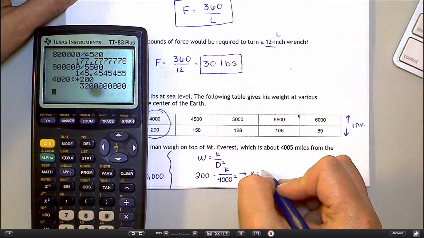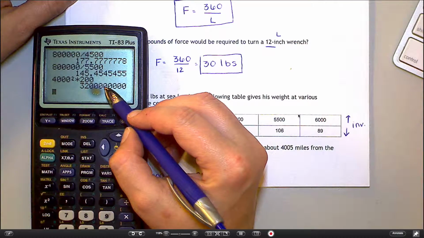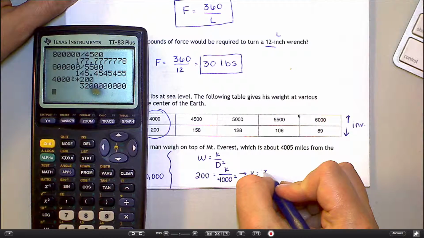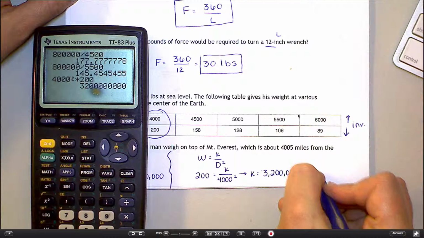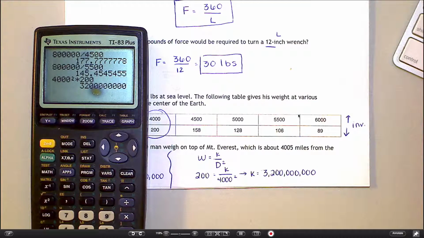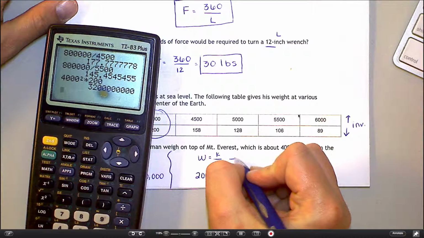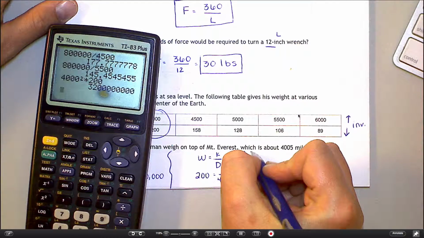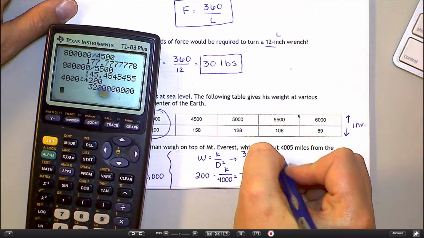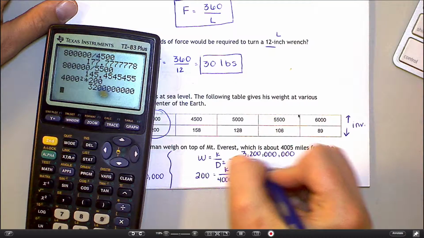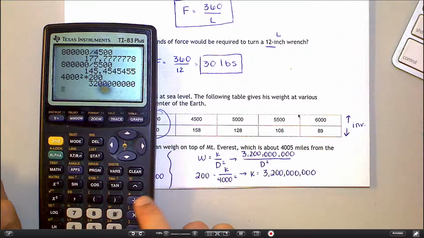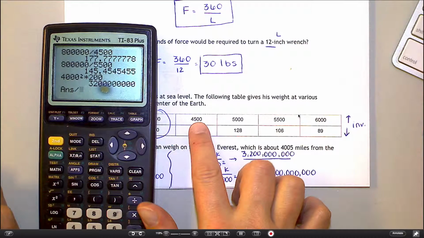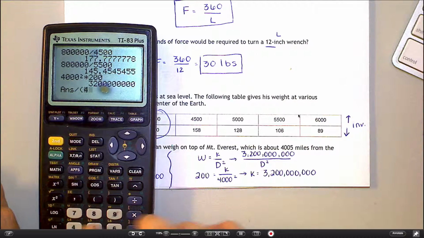K equals 3,200,000,000. Okay? Which again means that my equation would now read that number, 3,200,000,000 divided by D squared. Let's see if that works out better. So I'm going to take that number and divide by 4,500 squared, because I want to divide by D squared.